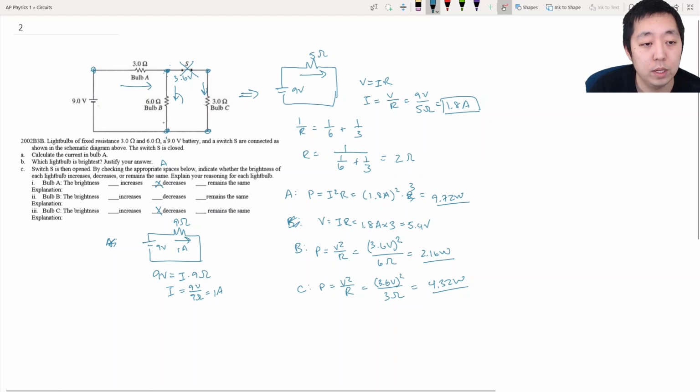Bulb B, let's calculate its current. I know its current is also 1 amp, because now the 1 amp flows this way and it flows this way, because it can't split up. The 1 amp has to go through here. It's I squared R, and I can use 1 amp squared times the 6 ohm resistor. That's equal to 6 watts. So B gets brighter, because before it was 2.16 watts, now it's 6 watts.